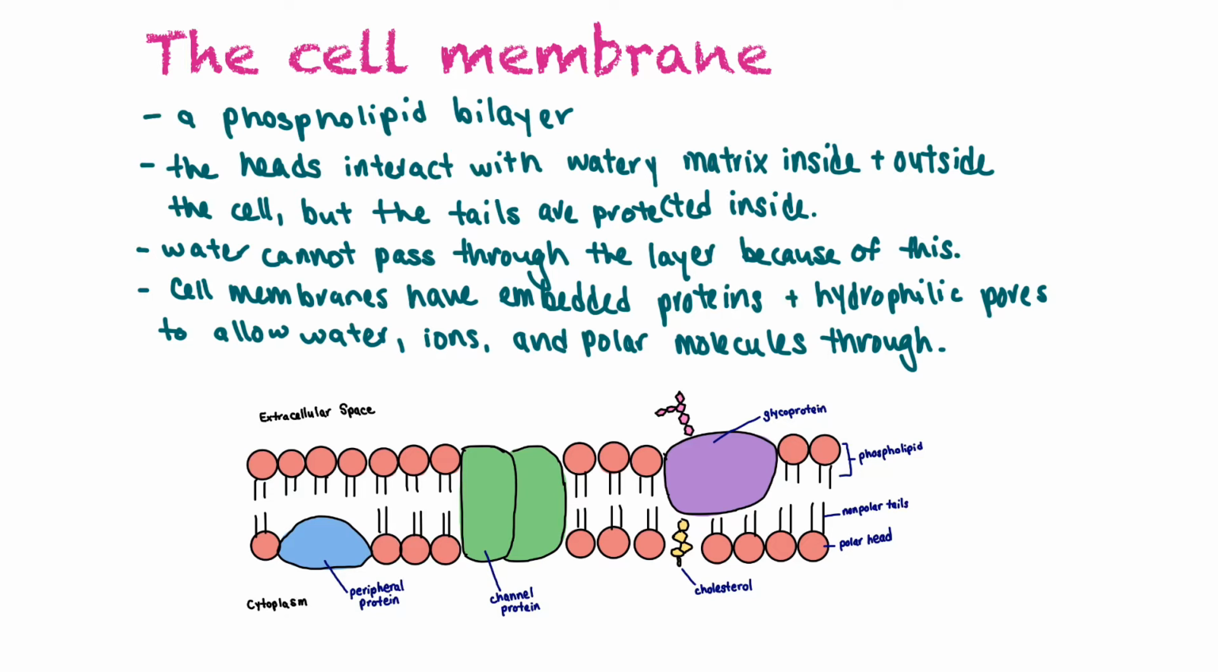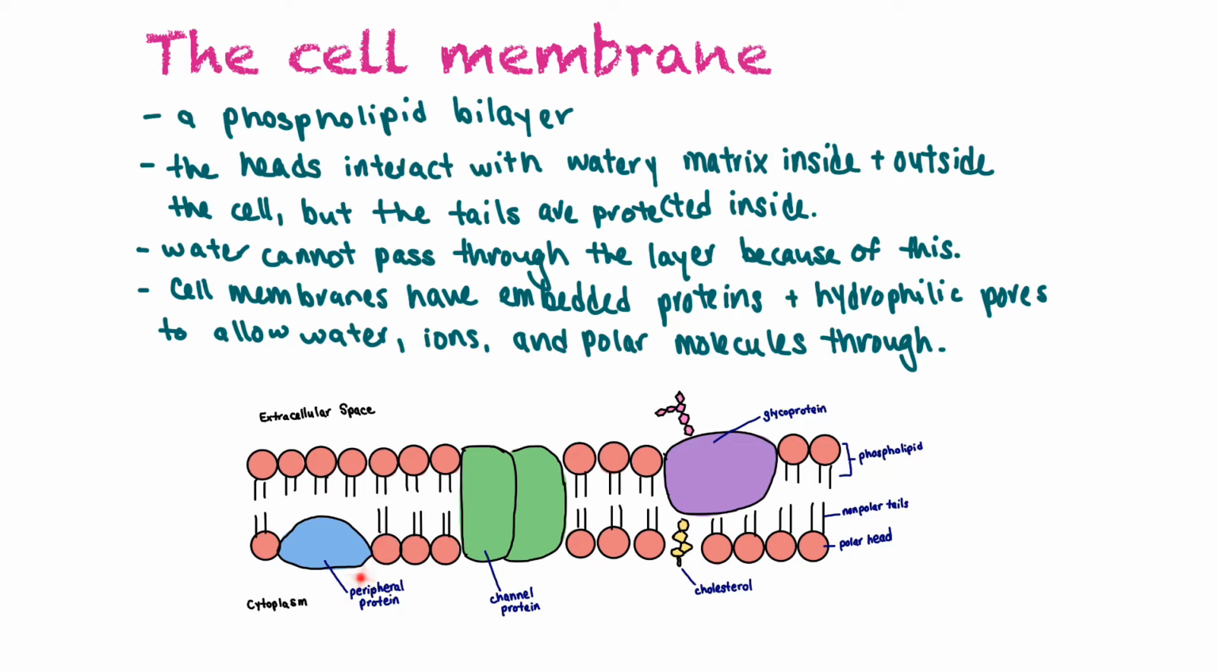water environment. Water can't pass through the cell membrane because of this, so we have to develop little pores that allow the water to go through. And cell membranes have to have embedded proteins and these hydrophilic pores to allow water, ions, and polar molecules through. So if you take a look here, each of these is a phospholipid, so right here. And then these are our non-polar tails and our polar head. And then we have a bunch of proteins that embed themselves into the membrane.